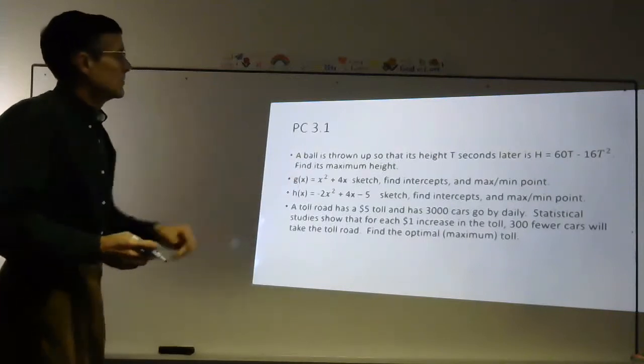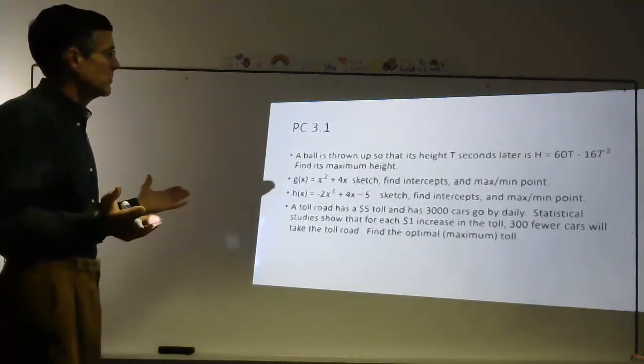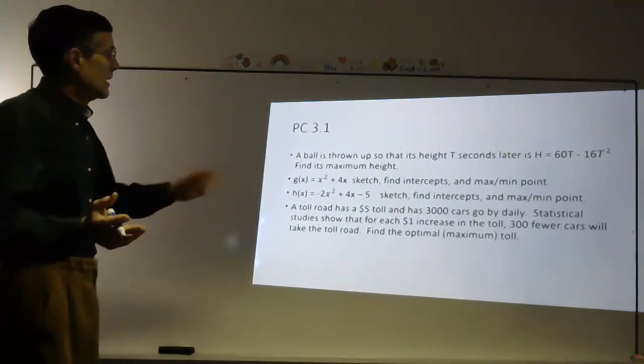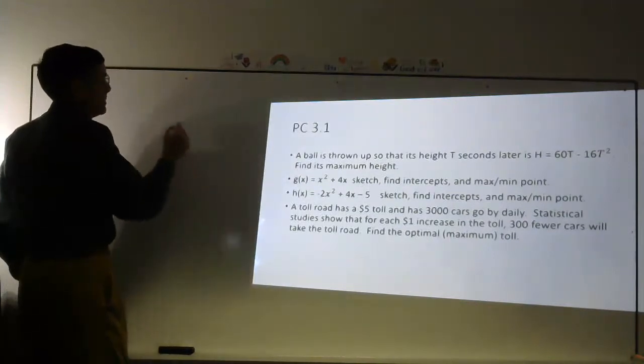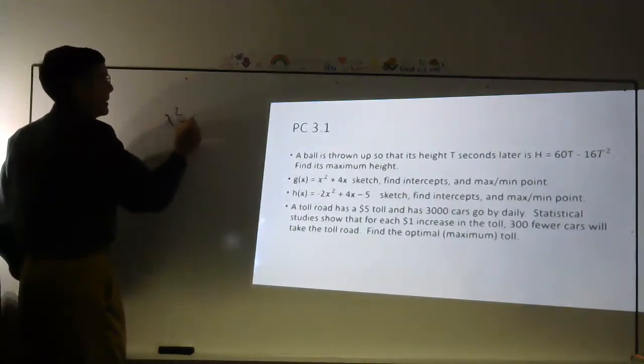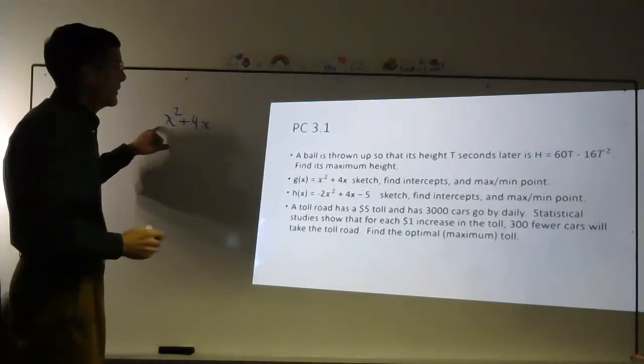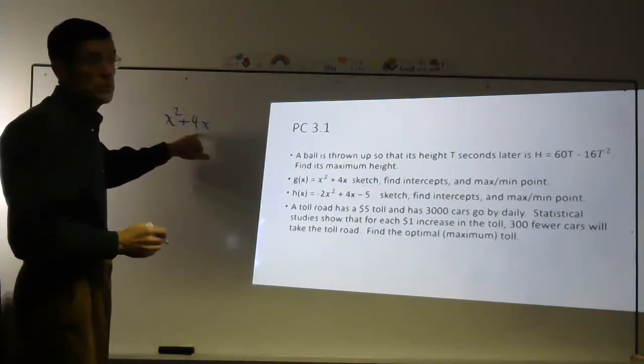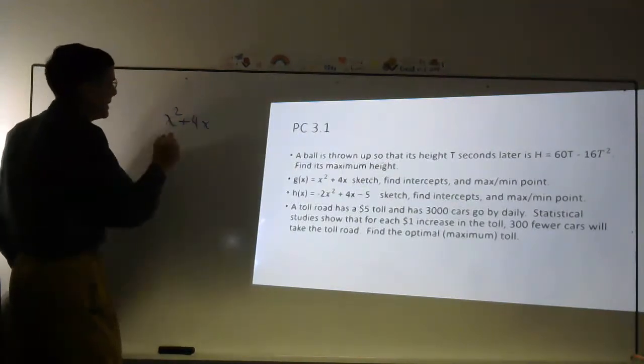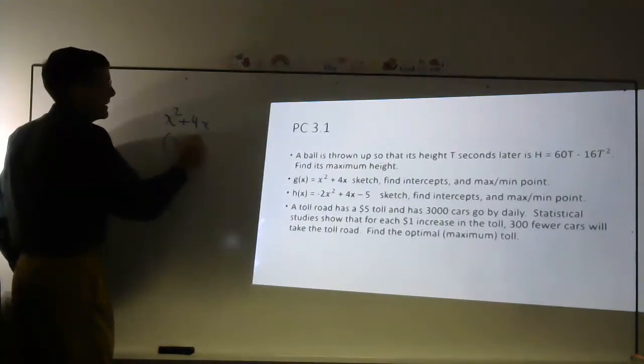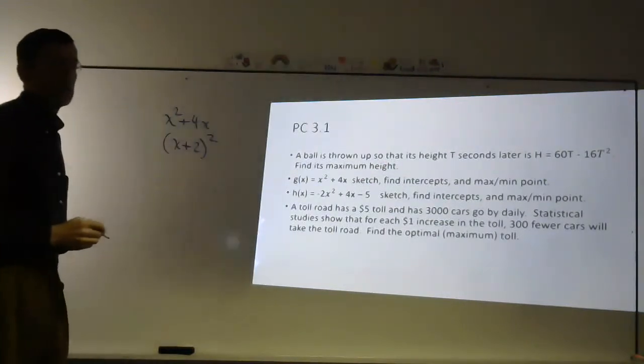All right, next one. This is just a basic problem, sketching a parabola. x squared plus 4x. This one should be an easy one because there's nothing in front of the x squared, and this is really easy to cut in half. So cut it in half, x plus 2, we've completed the square.